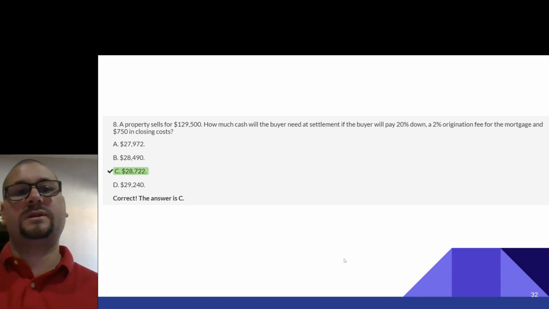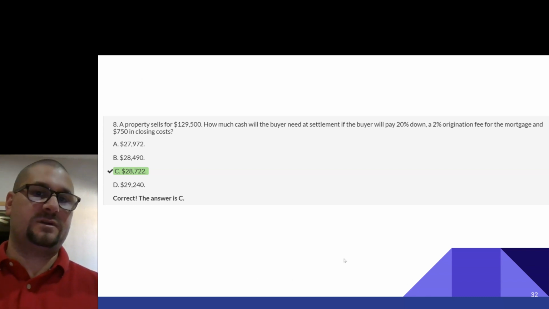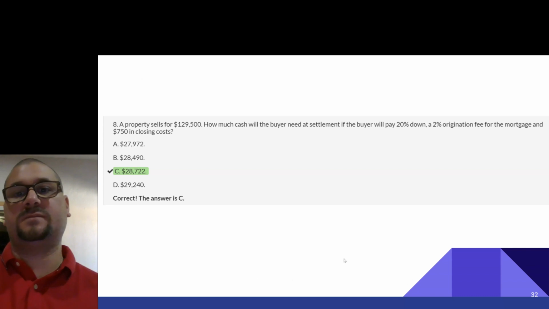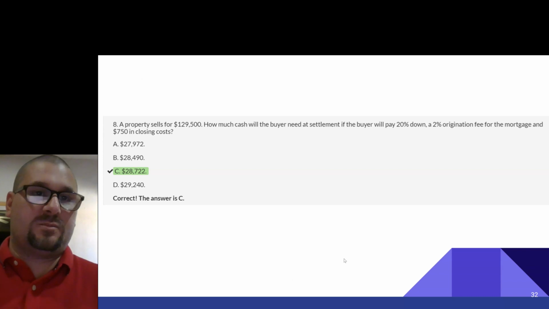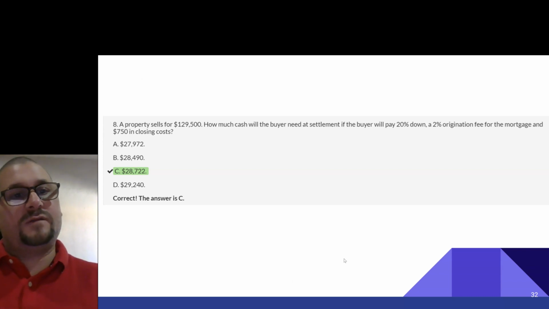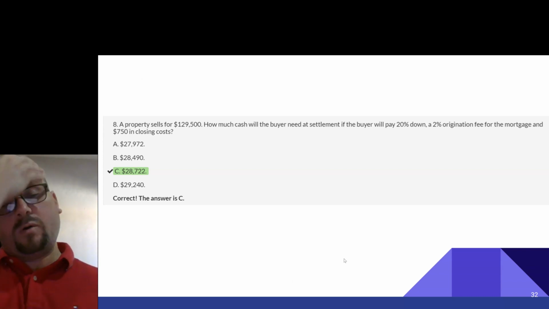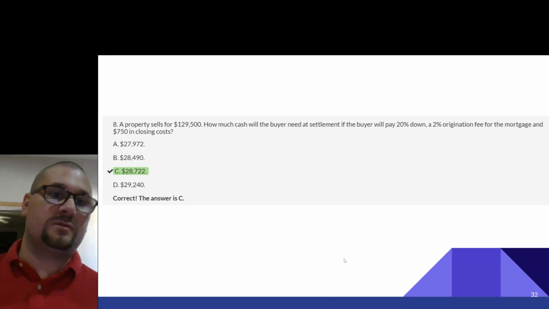Okay. Property sells for 129,500. How much cash will the buyer need at settlement if the buyer will pay 20% down, a 2% origination fee for the mortgage, and $750 in closing costs? So how much cash do you have to bring to the table? Kind of an important problem. So here, he's got to bring 28 grand in cash.